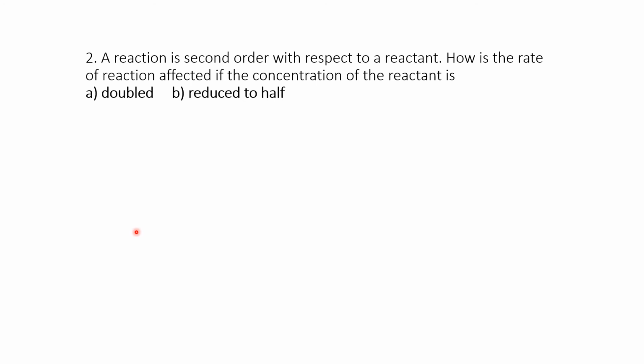Next sum: the reaction is second order with respect to the reactant. How is the rate of the reaction affected if the concentration of the reactant is doubled? And if the concentration of the reactant is reduced to half, what will happen to the rate? See, this is the rate expression. Rate is equal to K into A to the power square. This is the rate equation.